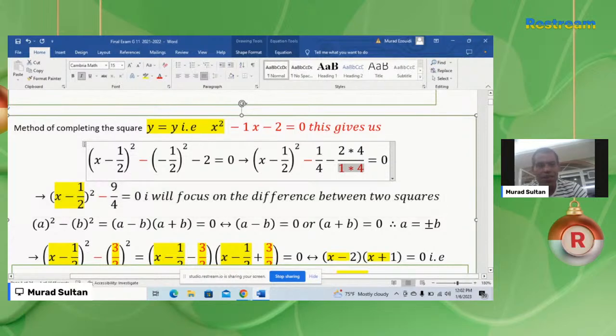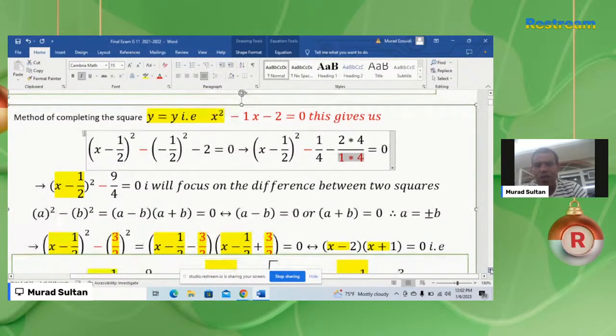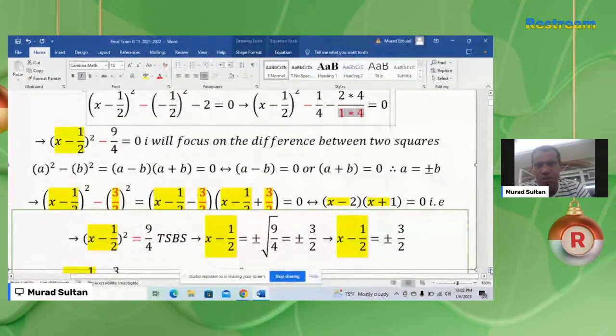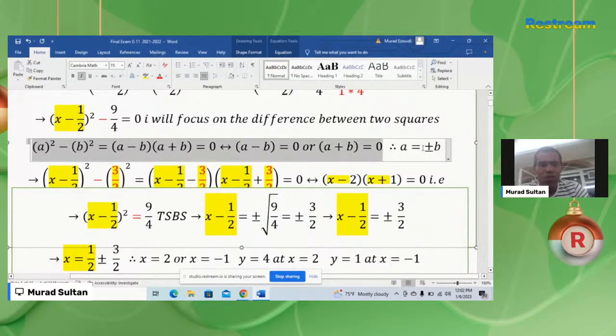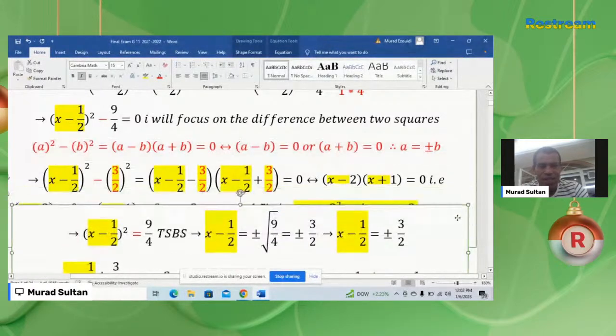Now, learners, let's focus on the difference between two squares. A squared minus b squared is, in fact, (a minus b) times (a plus b) equals 0. Means that a minus b is equal to 0, or a plus b equals 0. Therefore, a is plus or negative b. You are going to use this method, the difference between two squares, to solve the equation to find x and y.